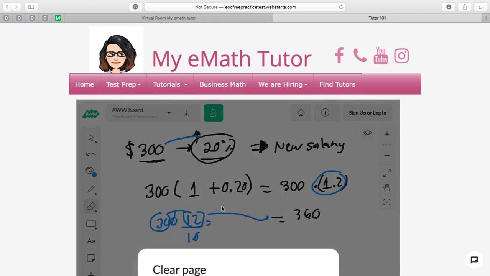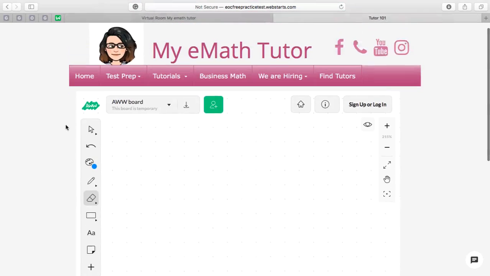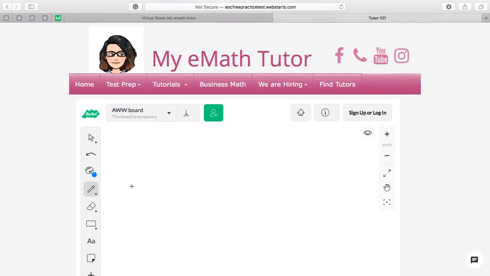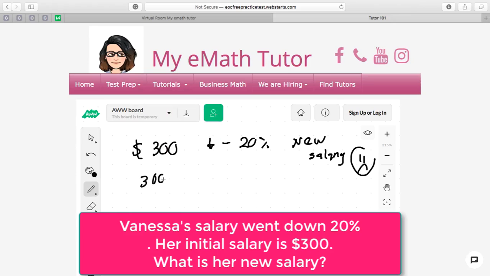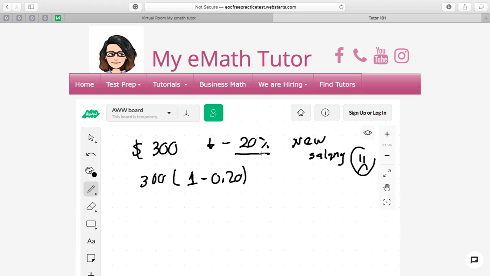Now, let's say it's the opposite way. Let's say my salary was $300, but now it went down 20%. So again, it's 300, and now it goes down 20%. I want to figure out what the new salary is. And let me put an unhappy face here because I lost that. So what I'm going to do is the same. I'm going to do 300 times 1 minus 0.20. Remember, I need to write that percentage as a decimal. That's going to be 300 times 0.8. If you do the math, 8 times 3 is 24, so this equals 240.